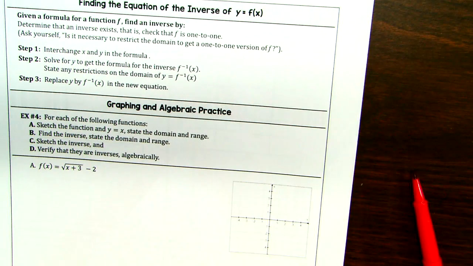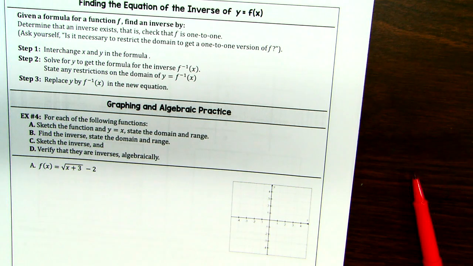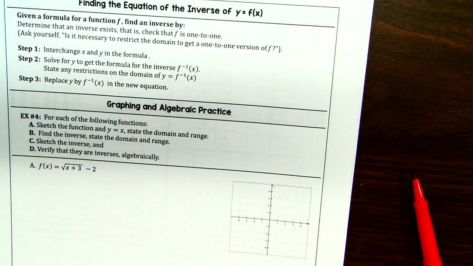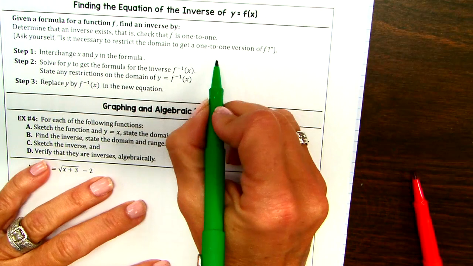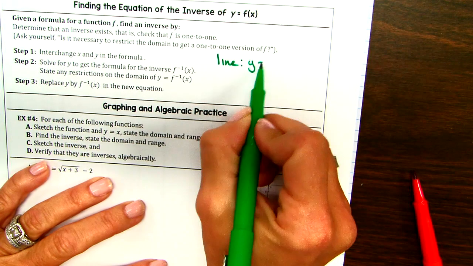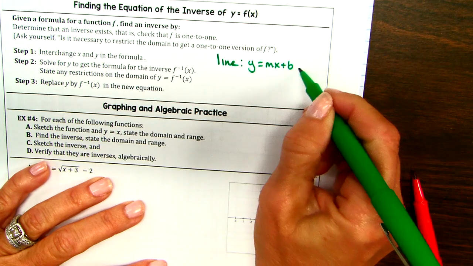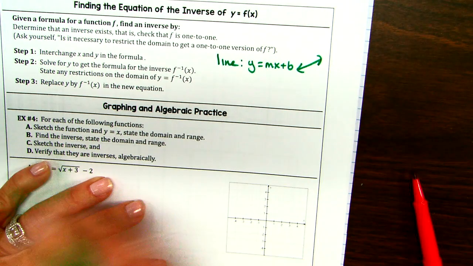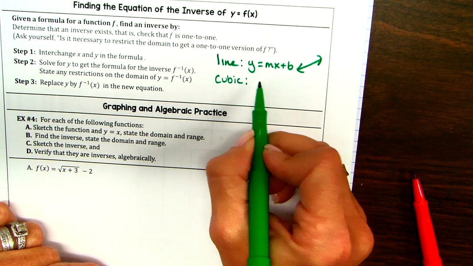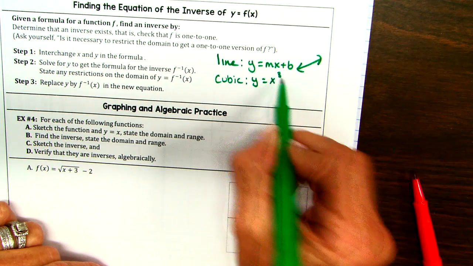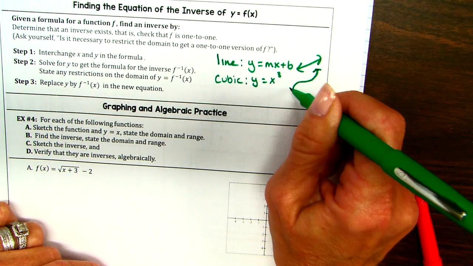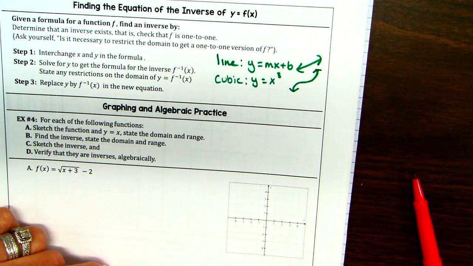So some parent functions are friendly and some are not as friendly. So let's talk about the really friendly ones just to start with. Let's start with lines. Lines are the easiest graphs to work with, right? I'm just going to use this space right here to write some notes. Lines are y equals mx plus b, right? It looks like this. Cubics, which we haven't done a whole lot with, are y equals x to the third power, and they look kind of like an S. So they look like a line with a little curve in the middle.